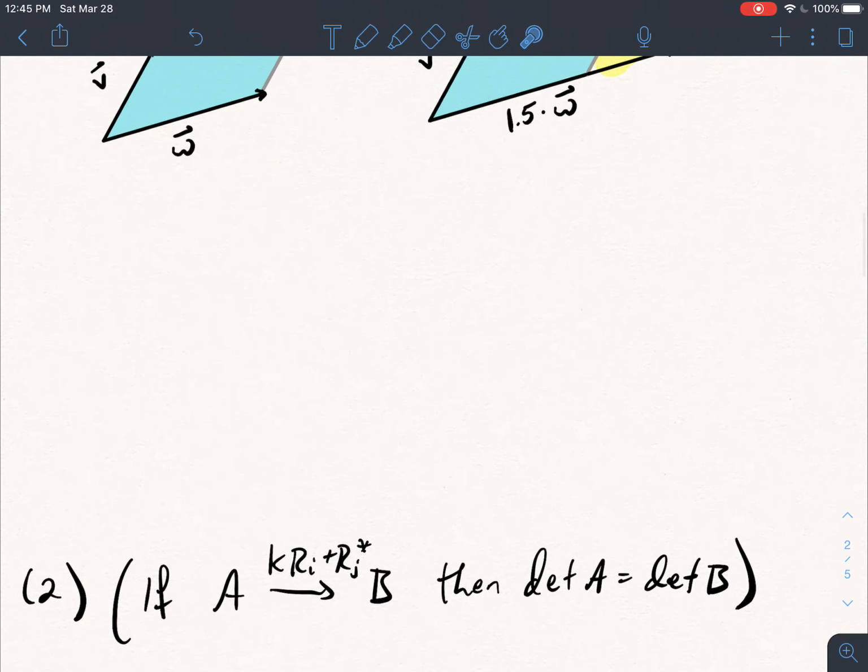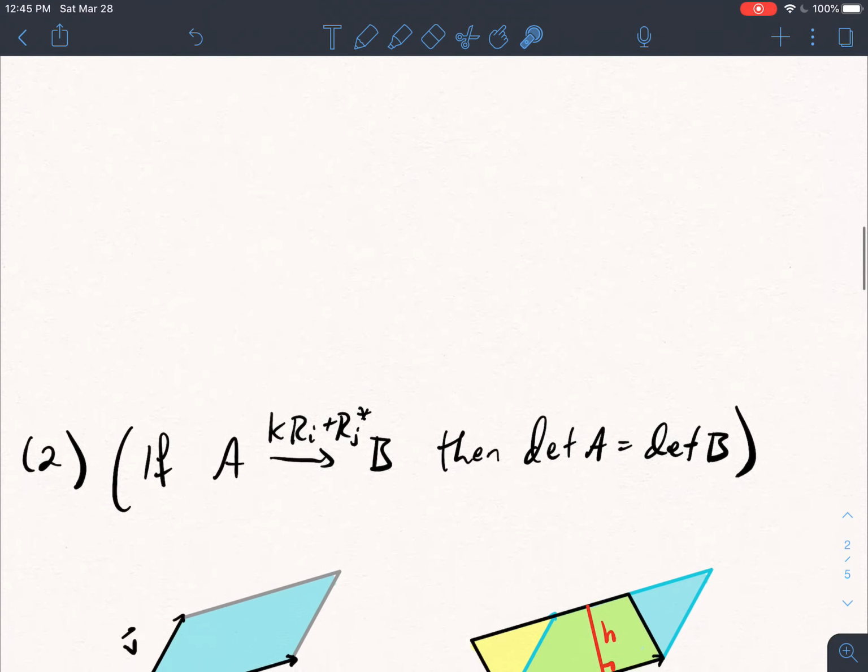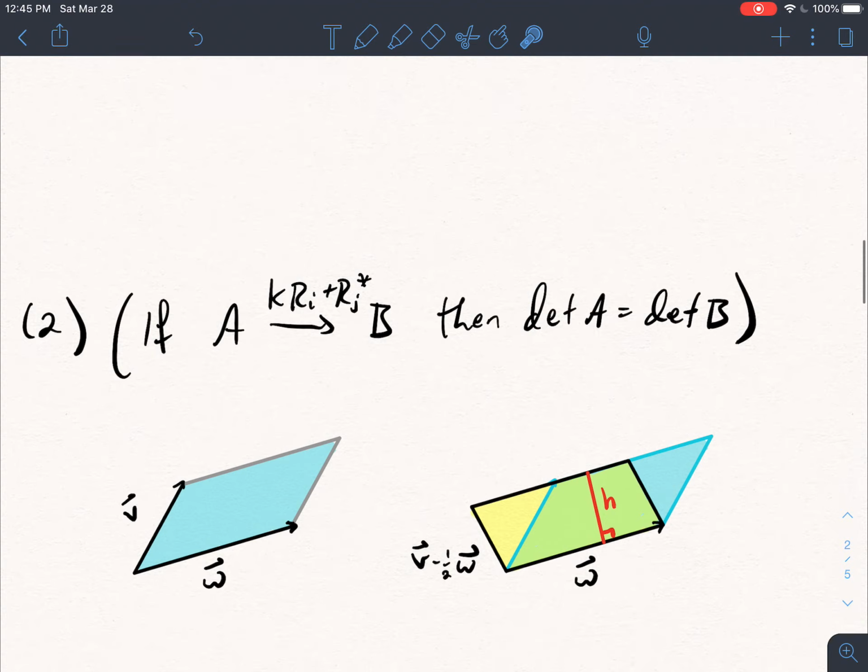All right, let's do the second one. If I do a row reduction by adding a scalar multiple of one row to a different row, then the determinant of my new matrix is the same as the determinant of the matrix I had before. So this does not change my determinant.